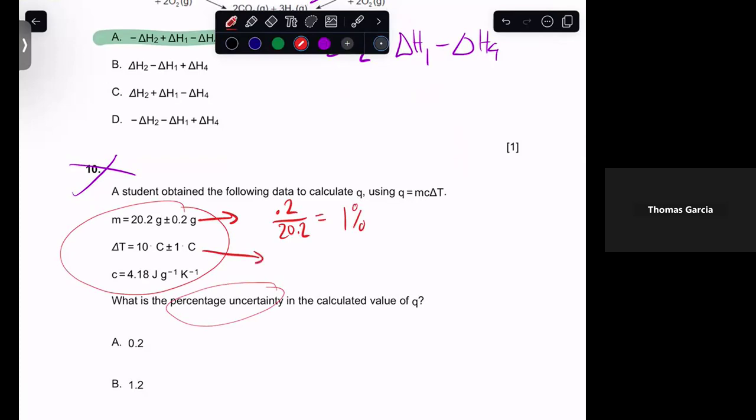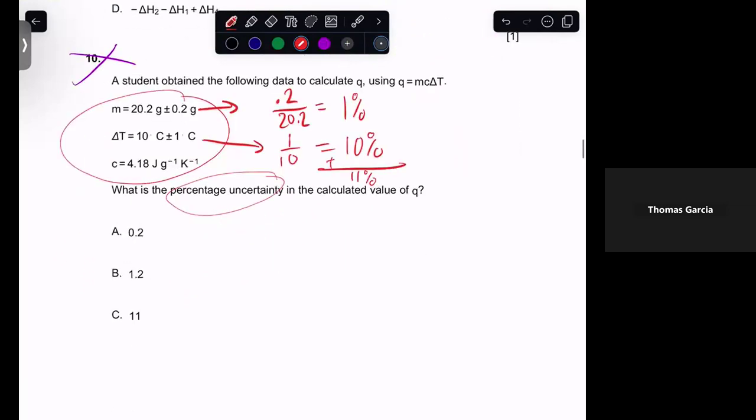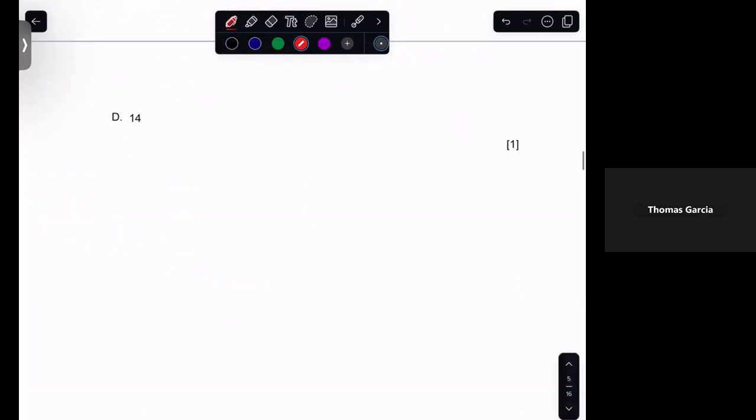Here, 1 divided by 10 is about 10%. The total uncertainty is 11%. It's really not a hard question, but there it is.